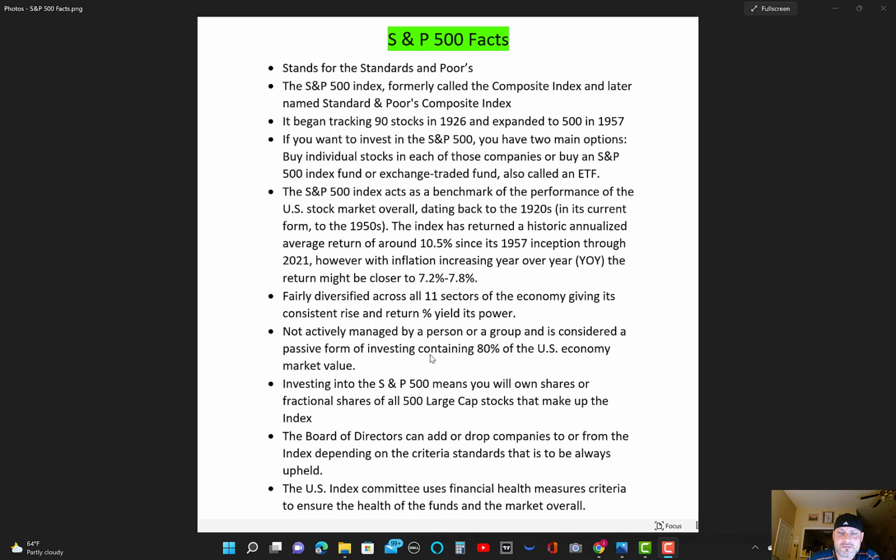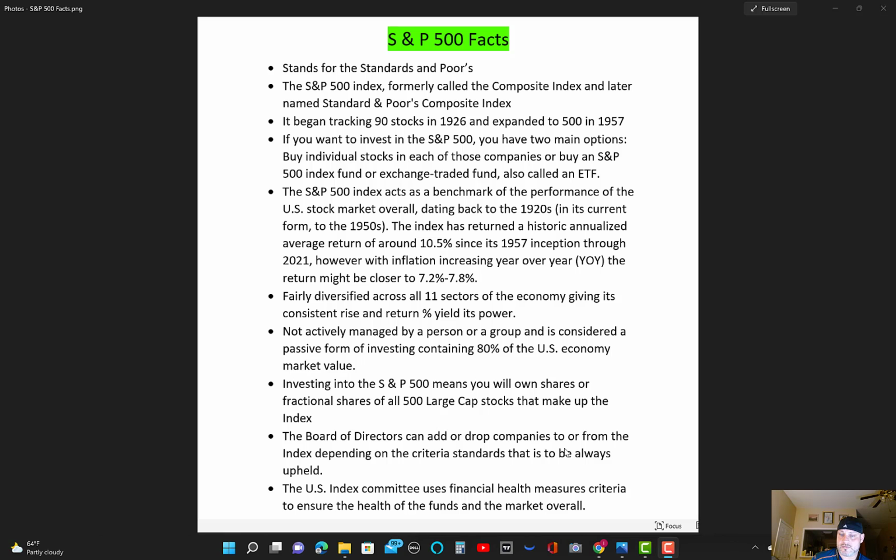It's not actively managed by a person or a group, and is considered a passive form of investing, containing 80% of the U.S. economy's market value. Now that's important. 80% of the U.S. economy's market value. Investing into the S&P 500 means you will own shares or fractional shares of all 500 large cap stocks that make up the index.